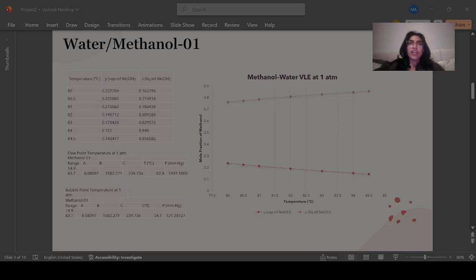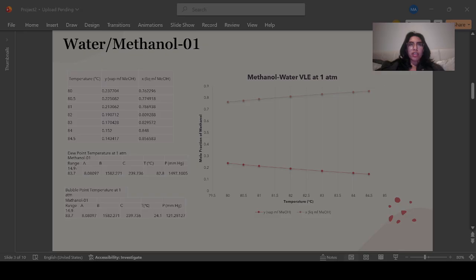So here on the VLE plot, we see two curves, one for the liquid composition and one for the vapor composition. The main thing to notice is that the vapor curve shifts strongly towards methanol. This happens because methanol is more volatile than water, so the vapor phase always ends up richer in methanol compared to the liquid.